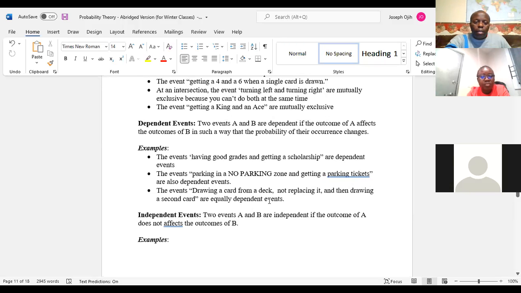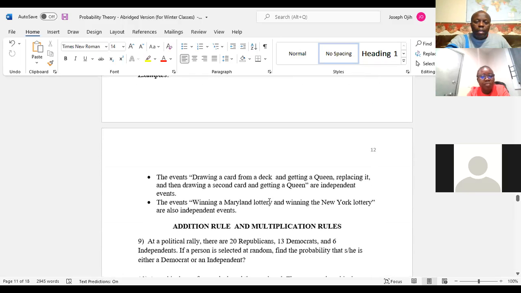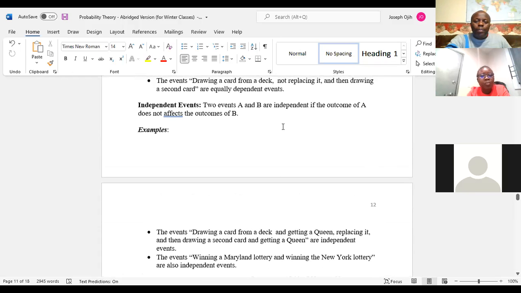Another thing we need to look at is independent events. Two events A and B are independent if the outcome of event A does not in any way affect the outcome of event B. For example, you draw a card from a deck, getting a queen, then replace it, and then draw a second card. That is an independent event, because when you draw the card and put it back, you still have 52 cards, so it will not affect the probability of the next event.